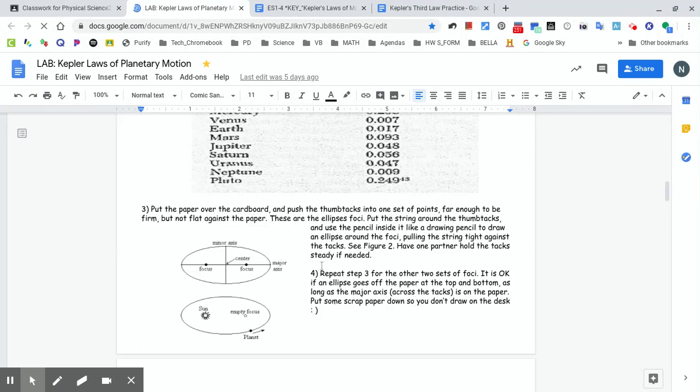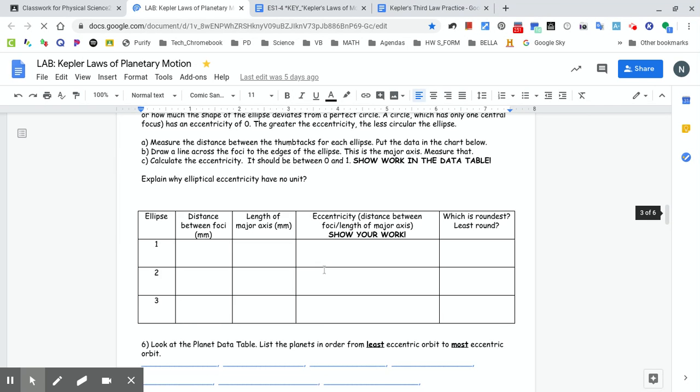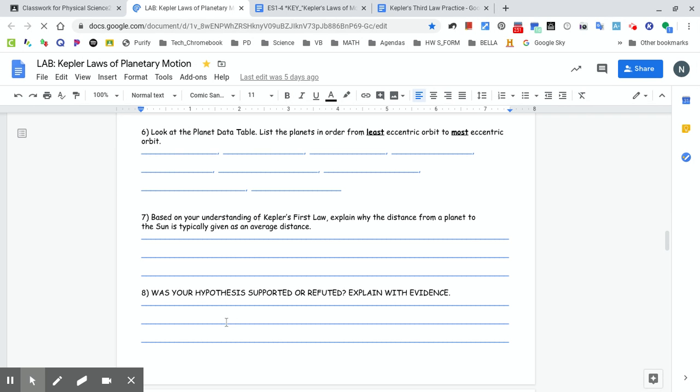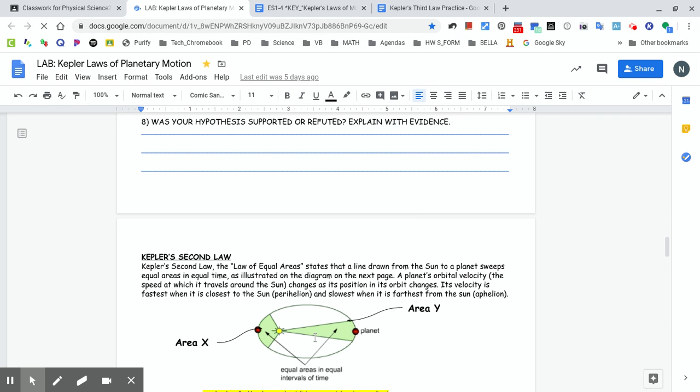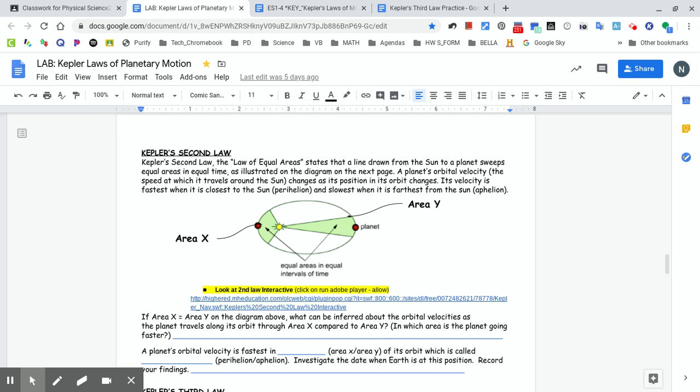And then keep going here. Calculating eccentricity, I gave you the values, so you just had to do that. Use the data table to explain whether the hypothesis was supported or refuted. That was supposed to be done through Friday. And then Monday, you were supposed to finish this up, and if you need to finish this today, make sure you do that.